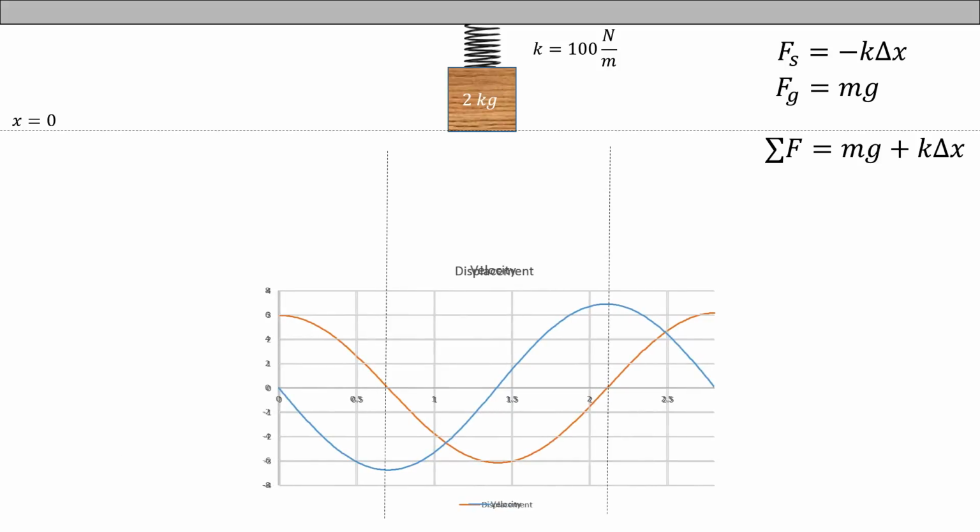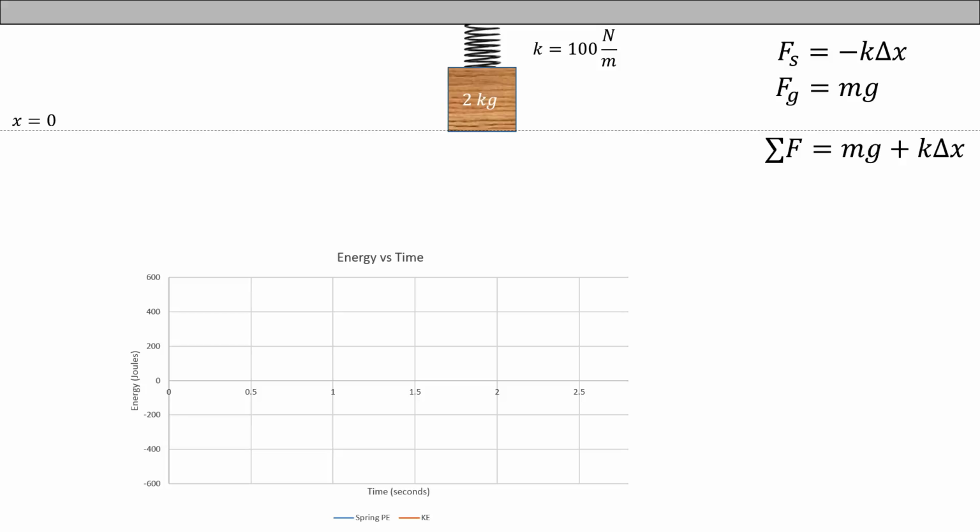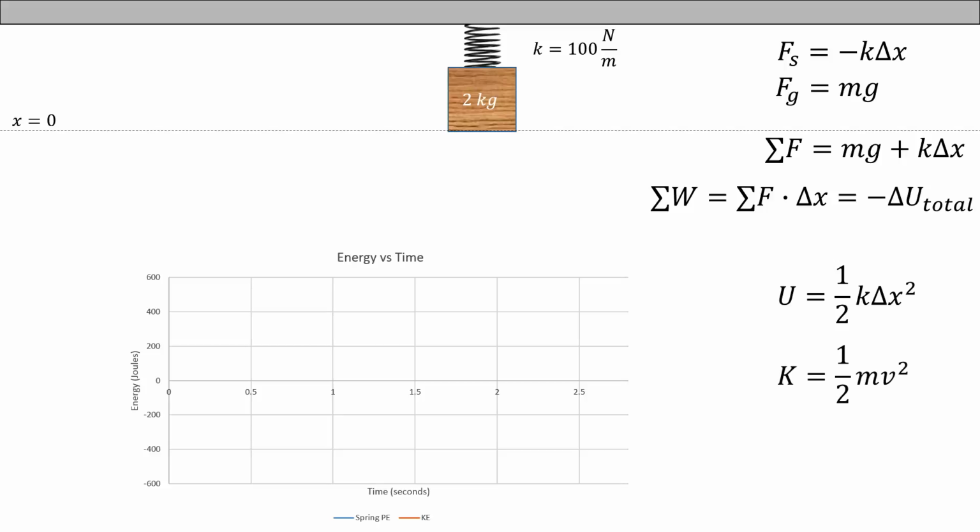We can also sketch the energy that the block has as a function of time. The net work being performed on the block is equal to the net force on the block dotted with displacement, which is our change of potential energy. If we call the potential energy 0 at the point of the block's equilibrium, then the potential energy that the block has changes with the spring force. The spring potential energy is 1/2 kx squared, and the kinetic energy the block has is 1/2 mv squared. When the spring is at maximum displacement, the spring potential energy is maximum, and the kinetic energy is at a minimum.